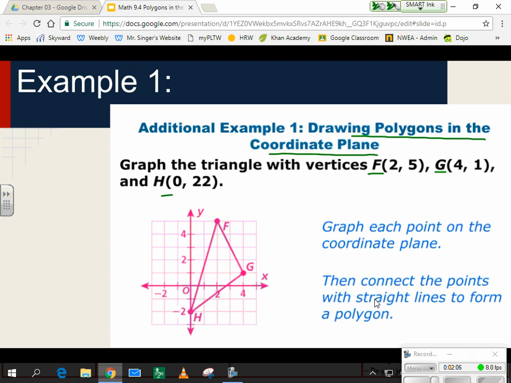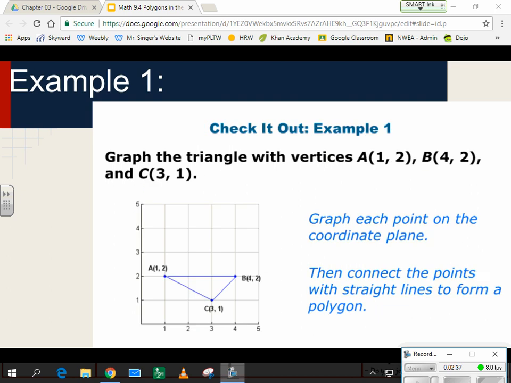So for F, you go over 2 and up 5. For G, you go over 4 and up 1. And for H, you don't go up or down at all, but you go down to, not 22, negative 2. So you graph the points, and the second step to doing this is you connect the dots. So you just draw lines that go through them. So that's the triangle that you would get for example 1. Have this down before moving on.